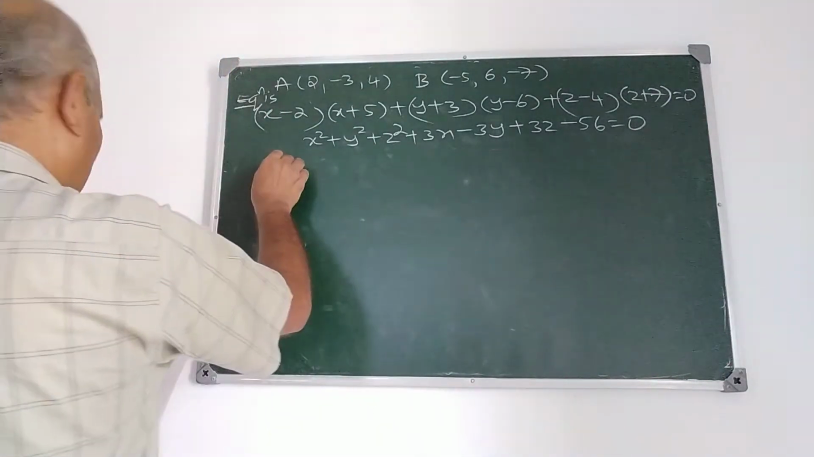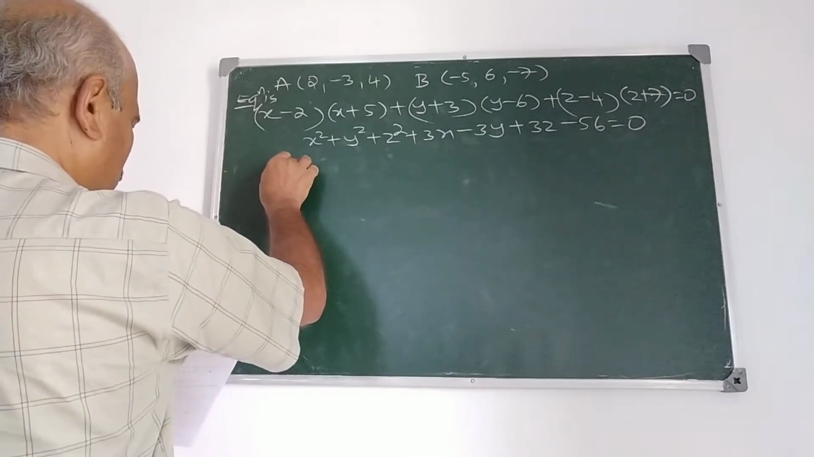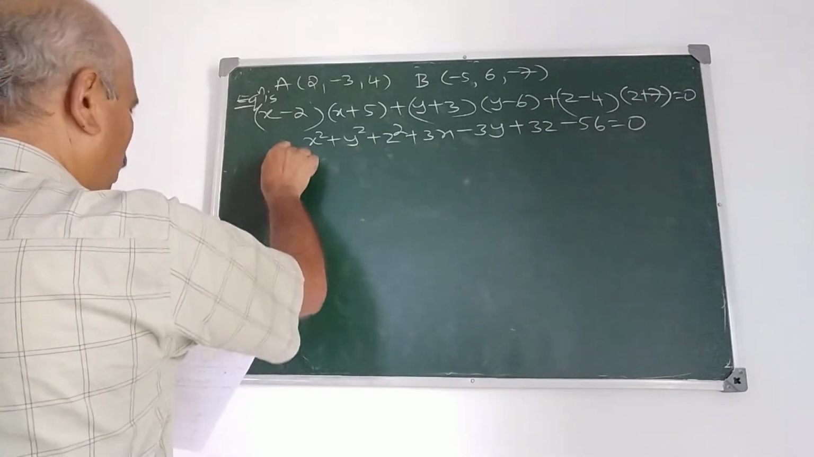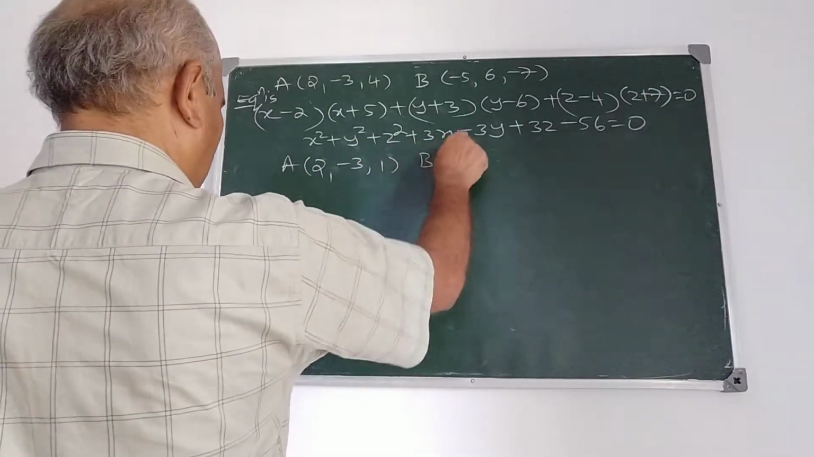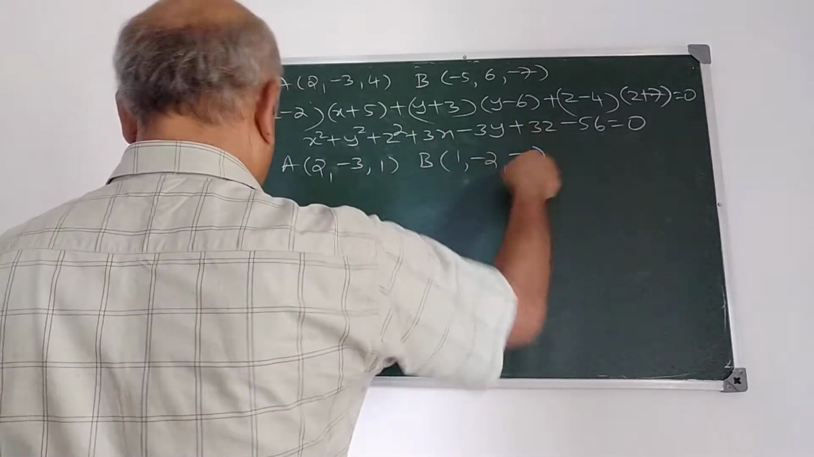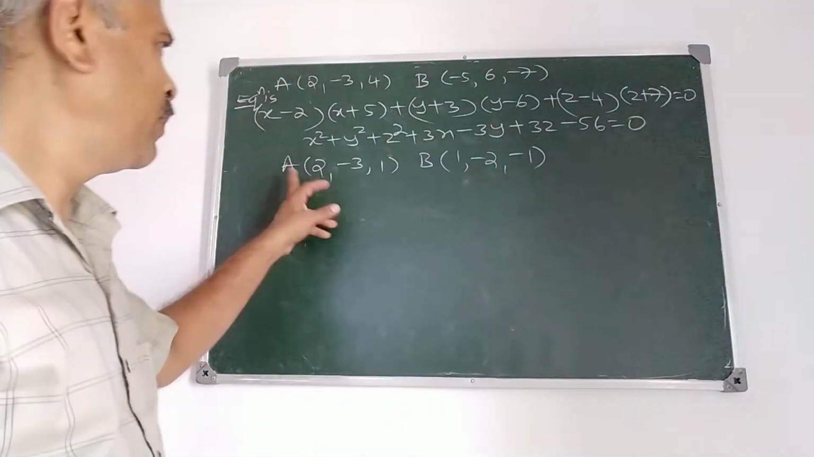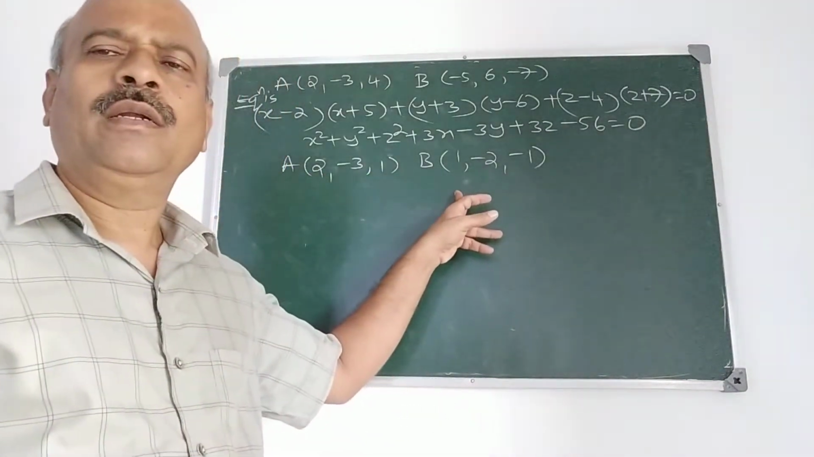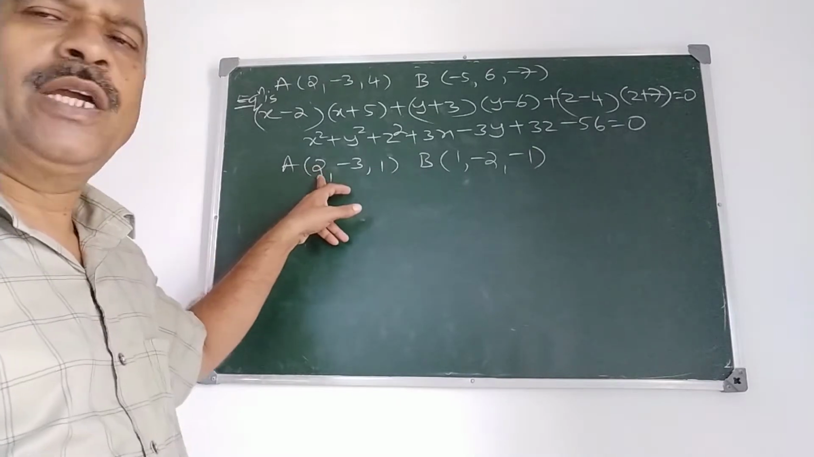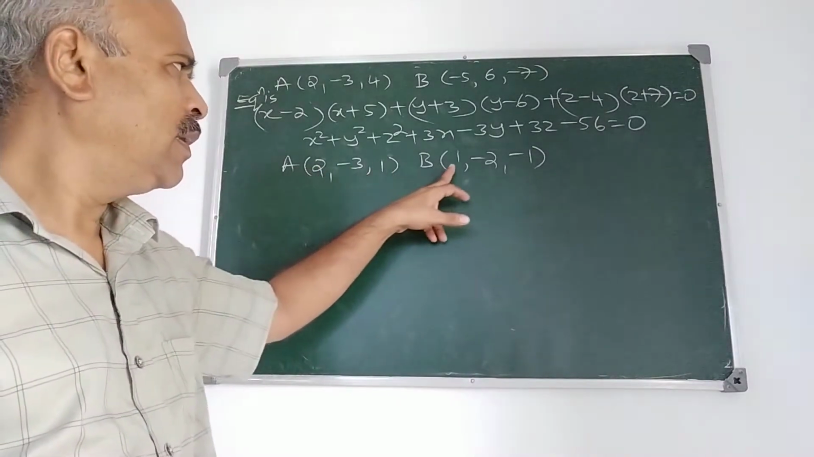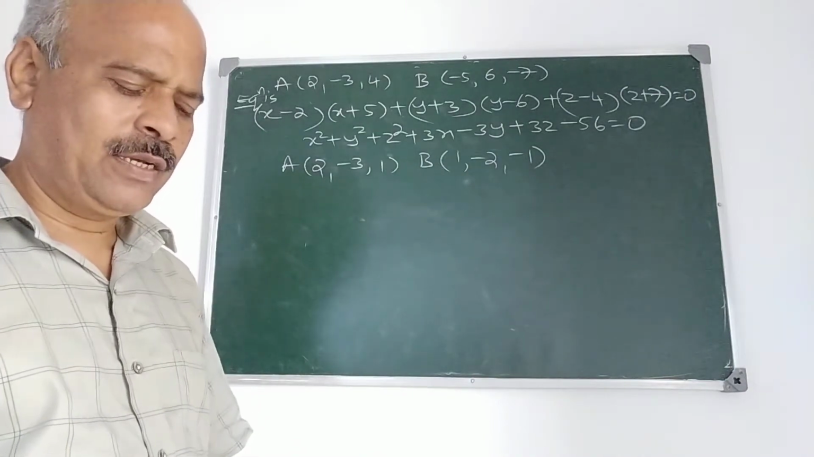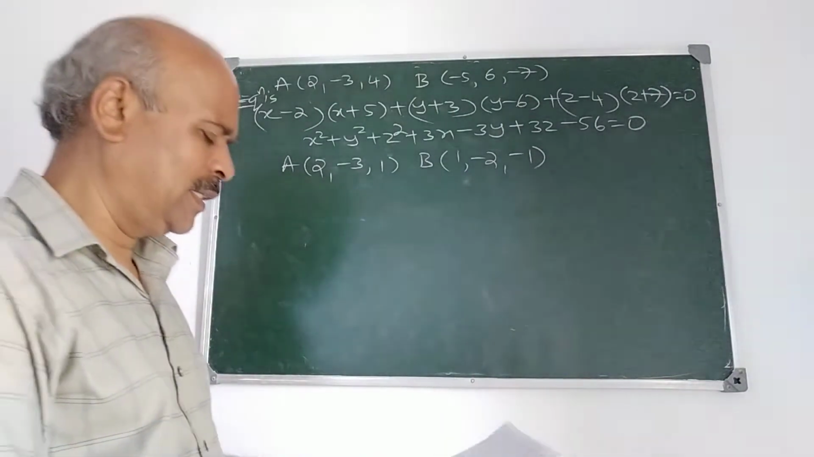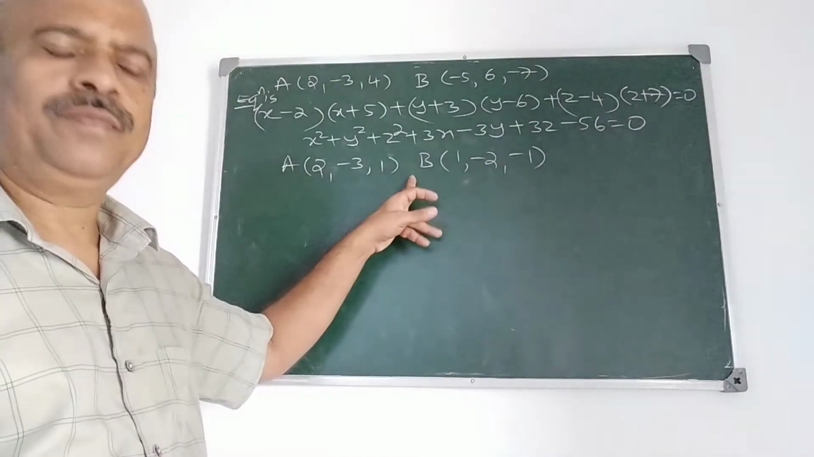One more problem, you can note this. Find the equation of the sphere described on the join of the points A(2, -3, 1) and B(1, -2, -1) as diameter. I leave this as an exercise, diameter form.